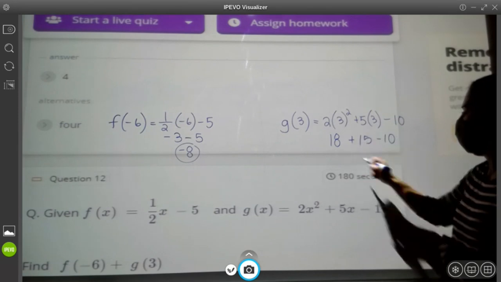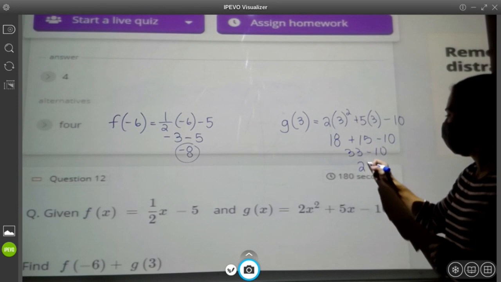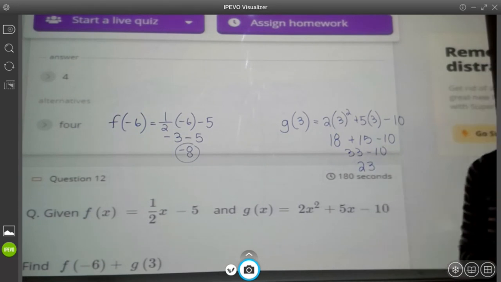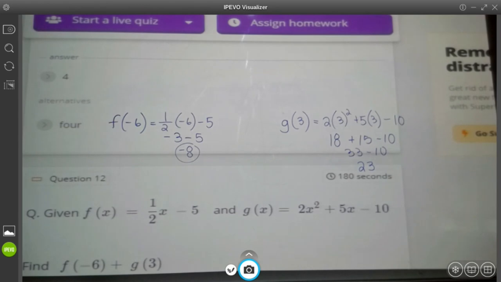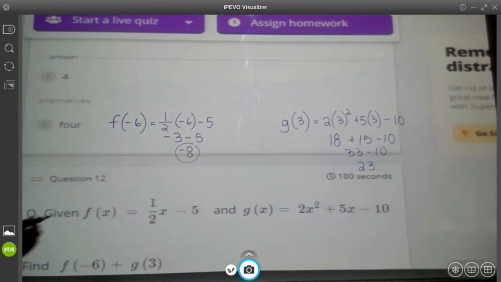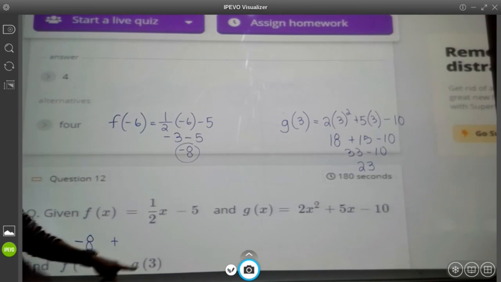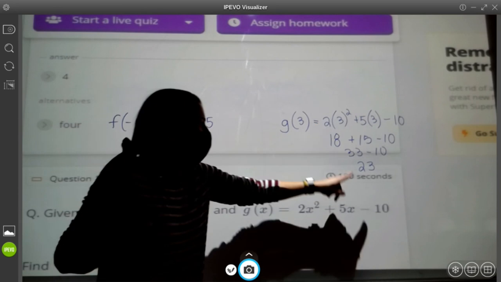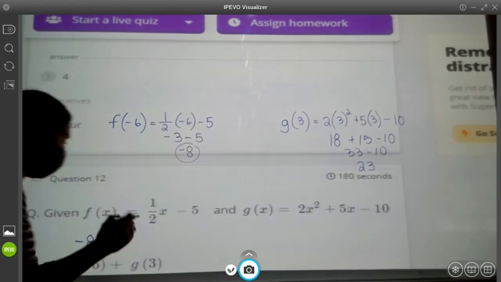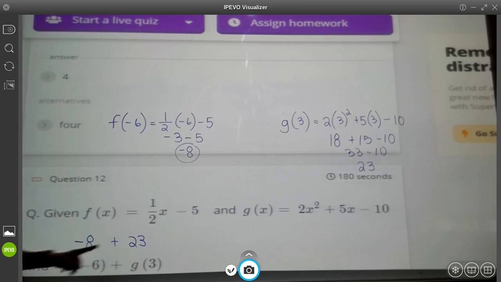Okay? If you double check with me, when I plugged -6 into function f, I got -8 out. So that's going to be -8, and then I'm going to add it with whatever I got for g of 3. When I plugged 3 into g of x, I got 23 to come out. So I'm going to add a positive 23. What's negative 8 plus positive 23? It's 15. The answer to this is 15. So again, don't try to do them all at once. It's like 3 separate problems that you want to take care of.